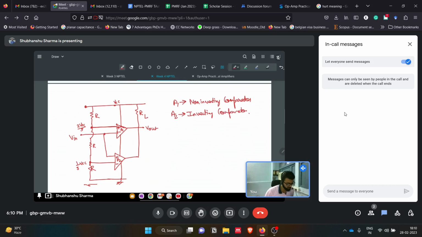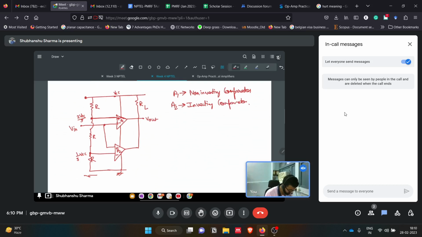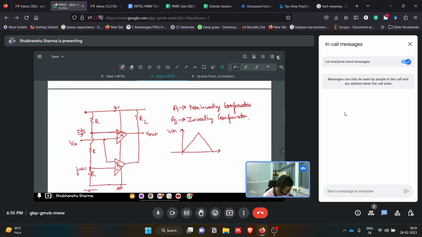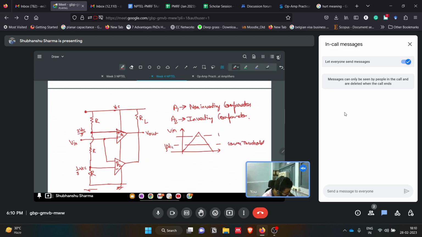If we see the working of this window detector, what is happening? Let's say we gave some input V in, and we kept on increasing this V in. We have 1 by 3 VCC, one reference for the lower threshold, and there is the upper threshold, which is 2 by 3 VCC.